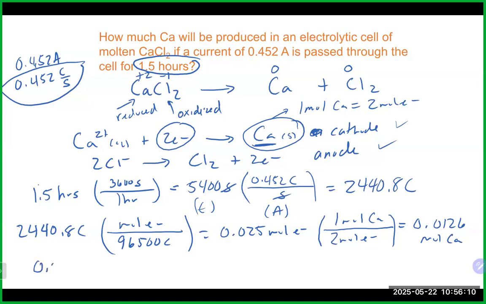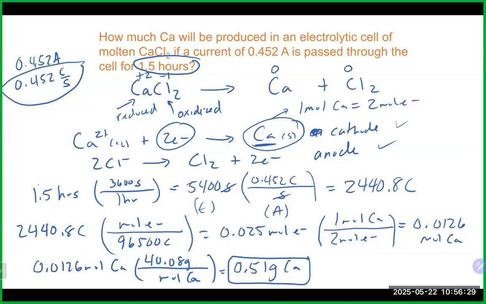In this case, if I'm looking for grams, I could go to the periodic table and use the molar mass of calcium, which is 40.08 grams per mole. And if I multiply that by 40.08, I am going to produce a whopping 0.51 grams of calcium in this particular case. Any questions on that there?